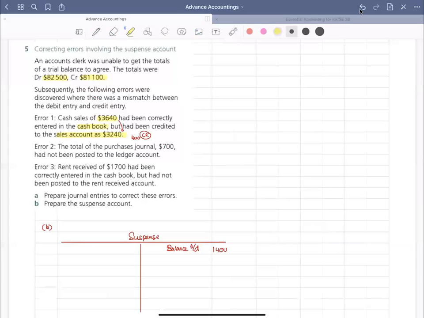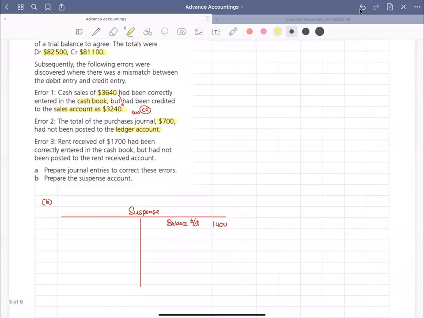Total of the purchases journal 700 has not been posted to the ledger account. So we've got to put it into the purchases ledger account. The purchases ledger account will be 700 on the debit side. And then rent received 1,007 had been correctly entered in the cash book but had not been posted in the rent received account. So the cash book is correct. We need to put it in our rent received account. 1,007, it should be on the credit side. 1,700 on the credit side.